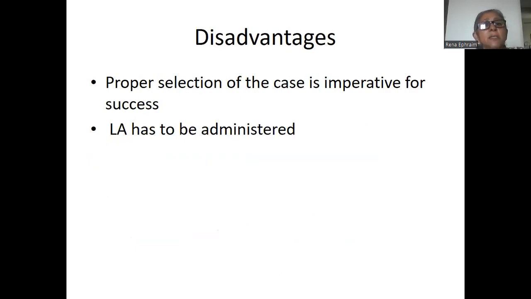Disadvantages: selecting the case is very, very important for success. You should take a thorough history of the tooth in question before you do a pulpotomy technique. And as I told you, the exposure, if it is there, should be of very short duration. Another disadvantage is the local anesthesia has to be administered, which in the case of children is not very well accepted.